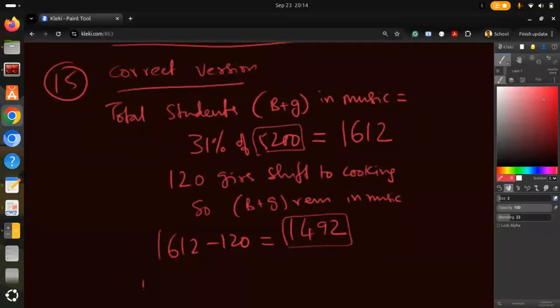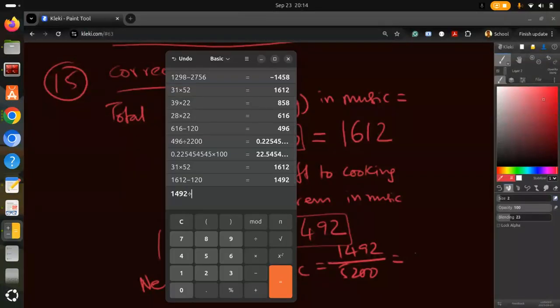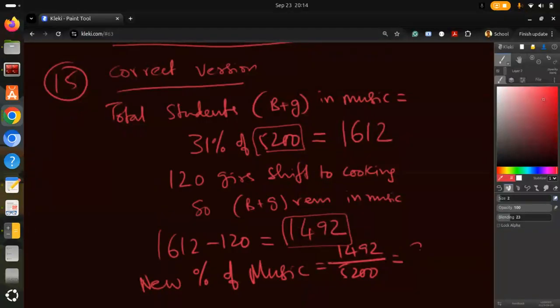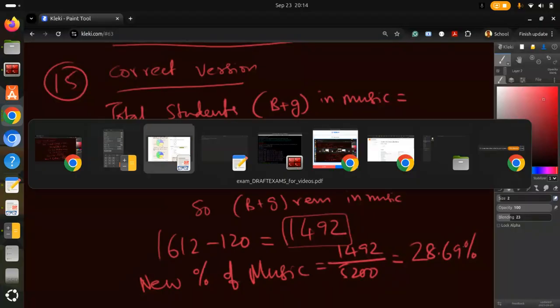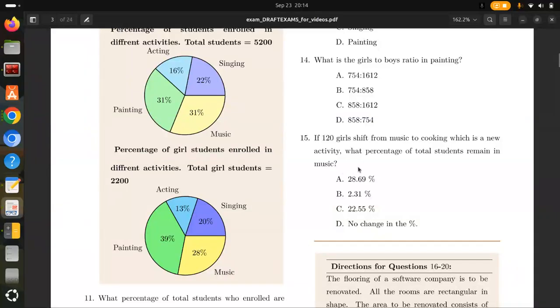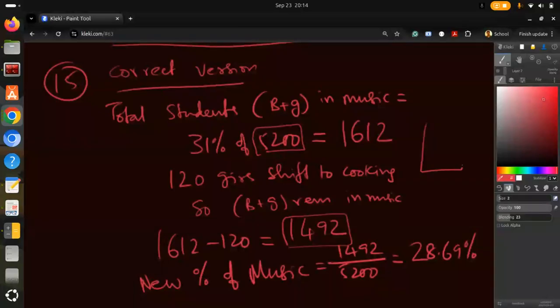So the new percentage of music is 1492 divided by 5200, again into 100 to convert to percentage, which is 28.69%. And interestingly enough, 28.69 is option A. So the answer to the 15th question is actually not C, but A.